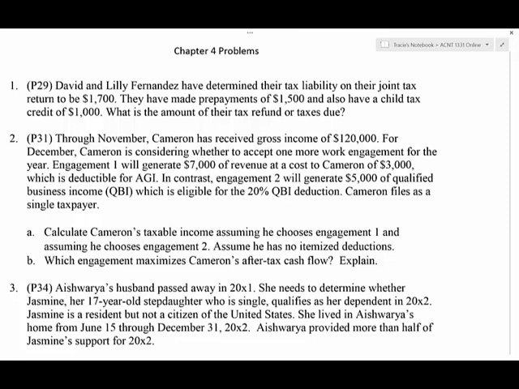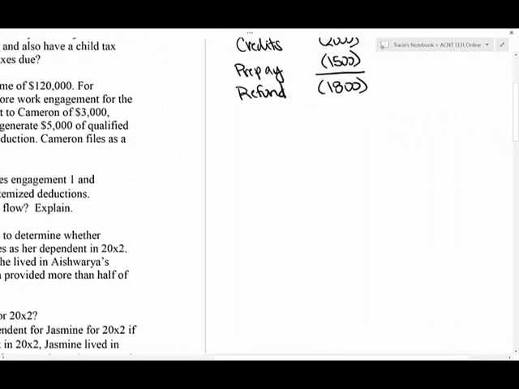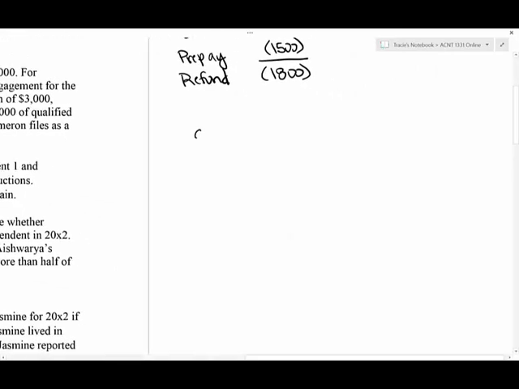Okay, so let's see how we can calculate this. Cameron files as single. What they want to know is, they want us to determine our taxable income from each engagement, assuming that he chooses 1 and 2. And it says that he has no itemized deductions. So again, we're going to use the tax formula for that. So let's look at engagement 1 first.